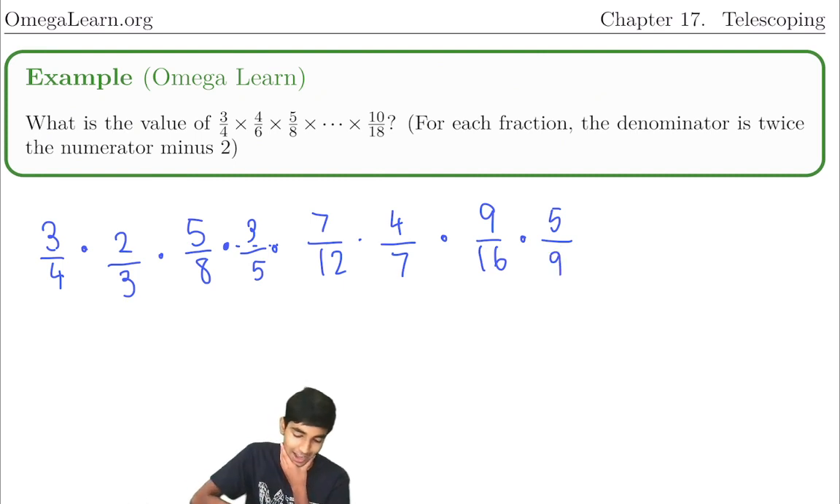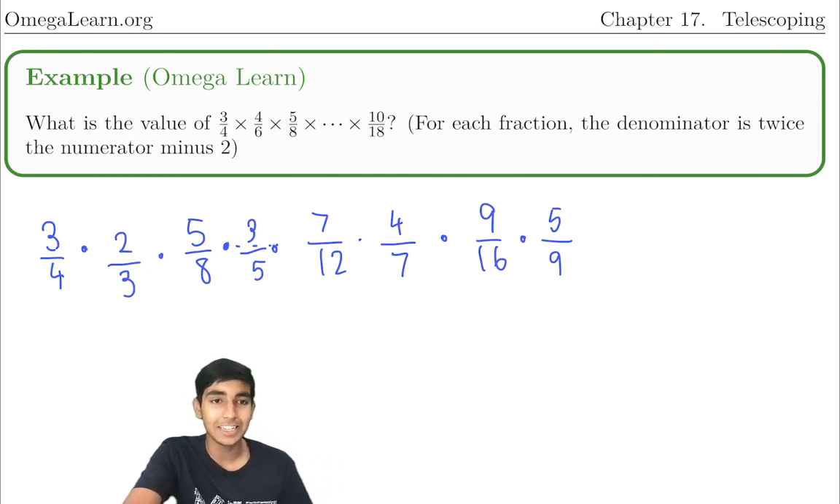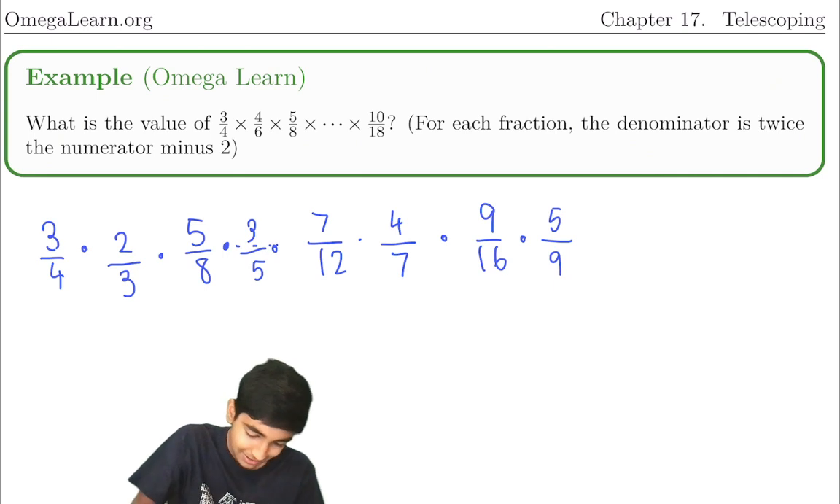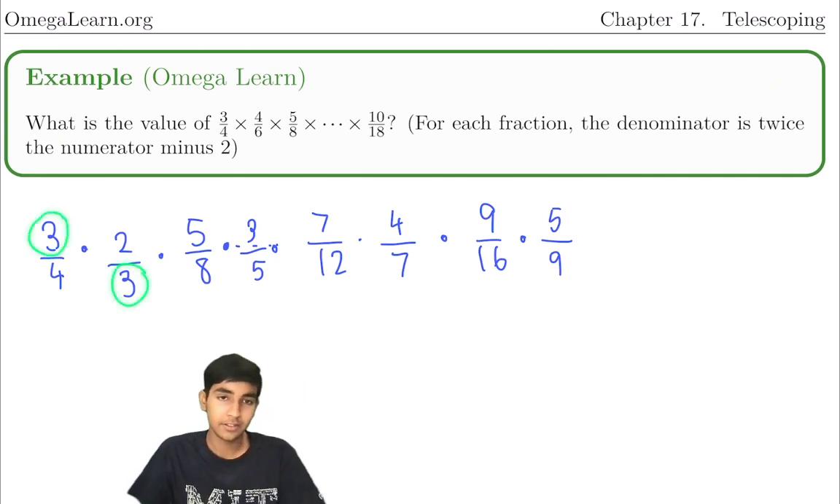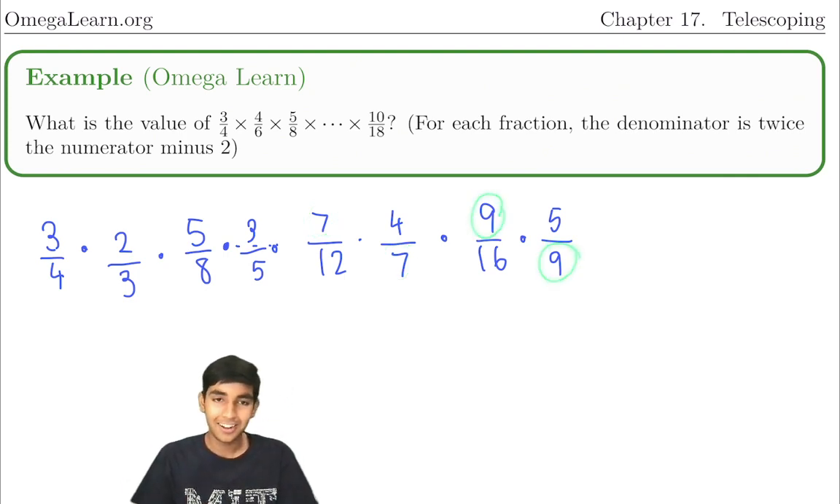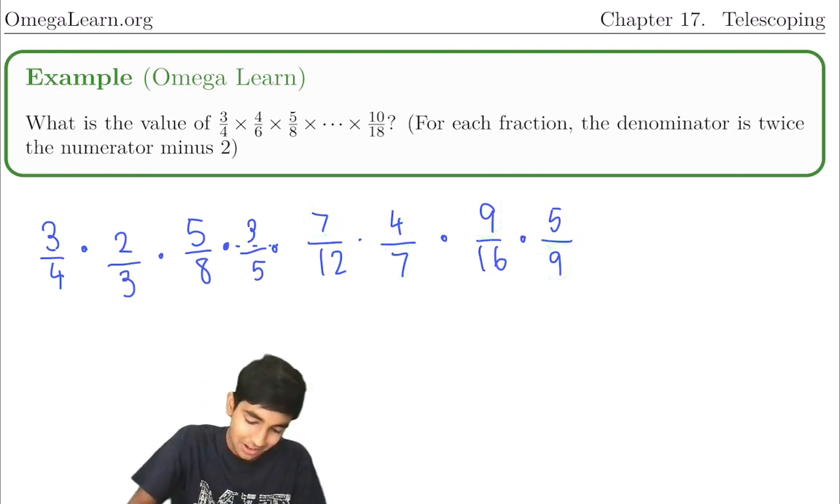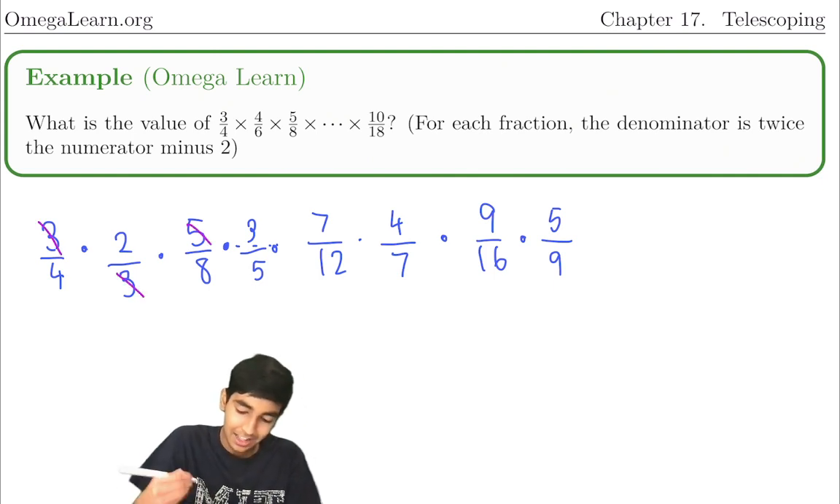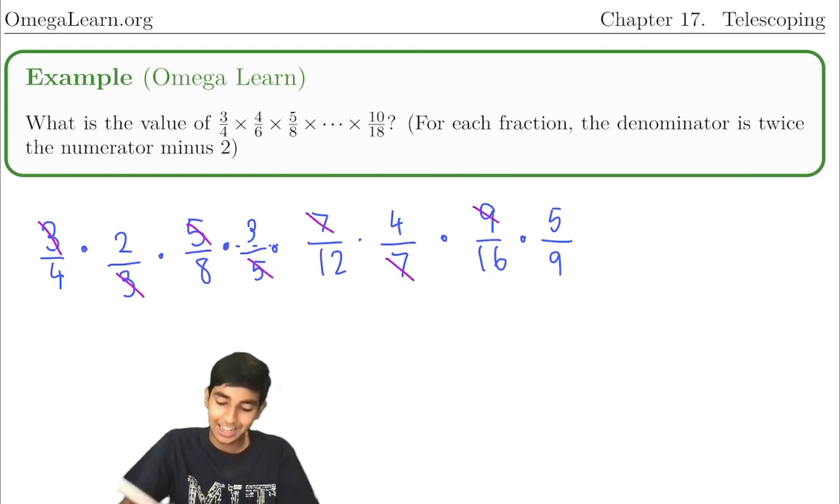And now, if you have a good eye, you'll notice something really cool. I'll give you a moment to think about it. Are there any clues to telescoping you can see right off the bat? Analyze this expression very closely over here. I'll give you a hint. 3/3. Okay. 5/5. Okay. 7/7. 9/9. I think you're seeing 3/3 cancel, 5/5 cancel, 7/7 cancel, 9/9 cancel.